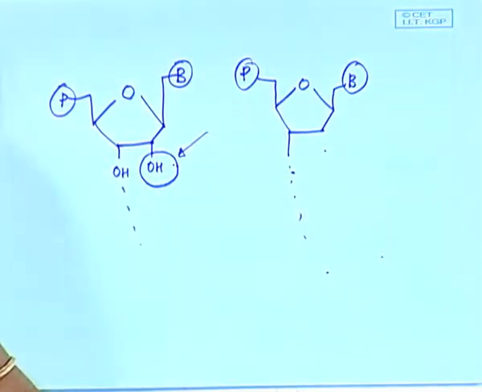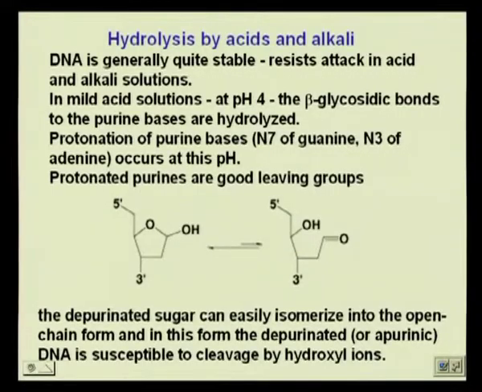So, DNA actually is quite stable, and in mild acid solutions at pH 4, in this case we have a different kind of hydrolysis, whereby the purine bases themselves are hydrolyzed. Okay. Since the OH is absent at the 2' position, unlike RNA, what happens in this case, the beta glycosidic bond to the purine bases are hydrolyzed, and we also have protonation of the purine bases.